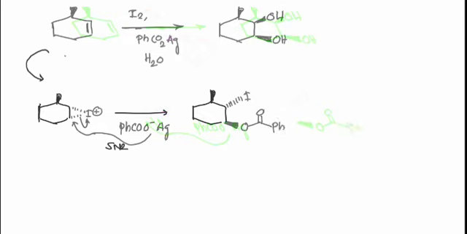Now the next step is neighboring group participation. Next step is what? Neighboring group participation and further SN2.